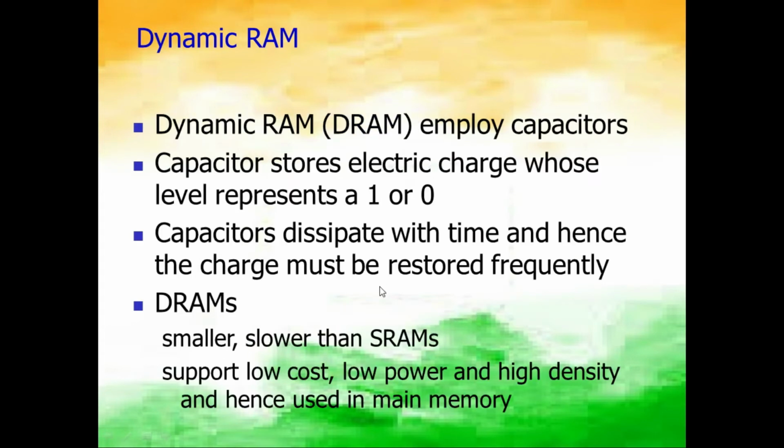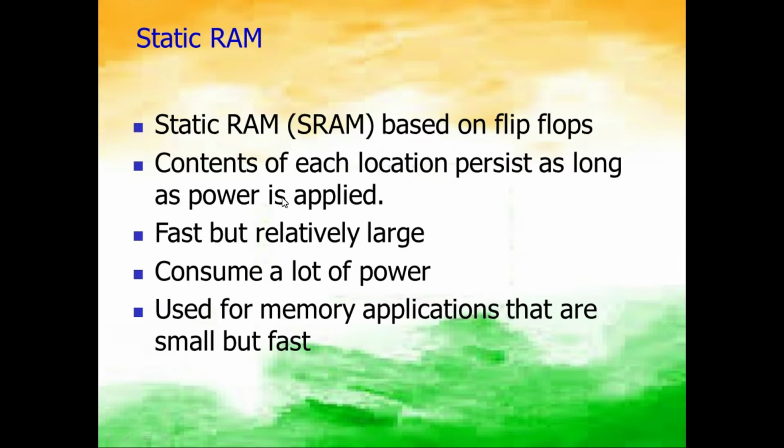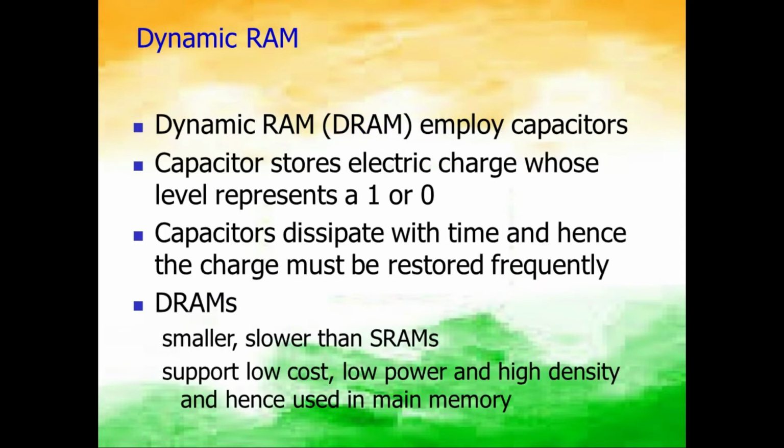On the other hand, dynamic RAM, DRAM, employs a capacitor. The capacitor stores electrical charge whose levels represent 1 or 0. The capacitor dissipates charge with time, and hence the charge must be restored frequently. DRAMs are smaller and slower than SRAMs, with low cost, low power and high density, and hence are used in main memory. This is very important from the exam point of view: what is the difference between static RAM and dynamic RAM, SRAM and DRAM? So let us move forward.